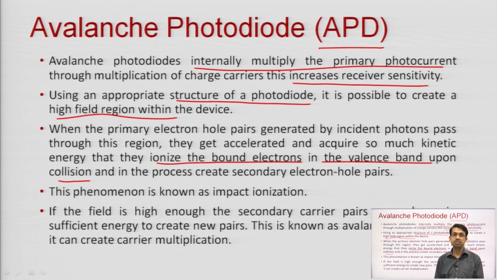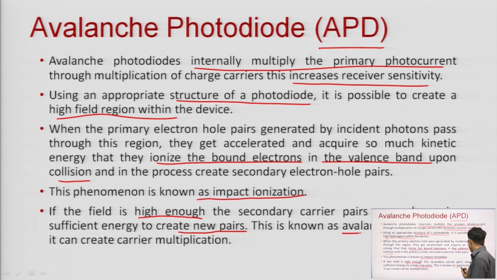And these secondary electrons, if there is enough voltage drop, can again gain high kinetic energy, collide with other electrons in the valence band and excite them. In this way these electrons will be multiplied and we get more photocurrent in the outside circuit, and in this way there is a multiplication factor. This phenomenon is known as impact ionization, because the accelerated electrons are impacting on other electrons that are in the ground state and exciting them from the valence band to the conduction band. If the field is high enough, the secondary carrier pairs may also gain sufficient kinetic energy to create new pairs again, and this effect is known as the avalanche effect. It creates carrier multiplication, and due to this avalanche effect the name is Avalanche Photodiode.